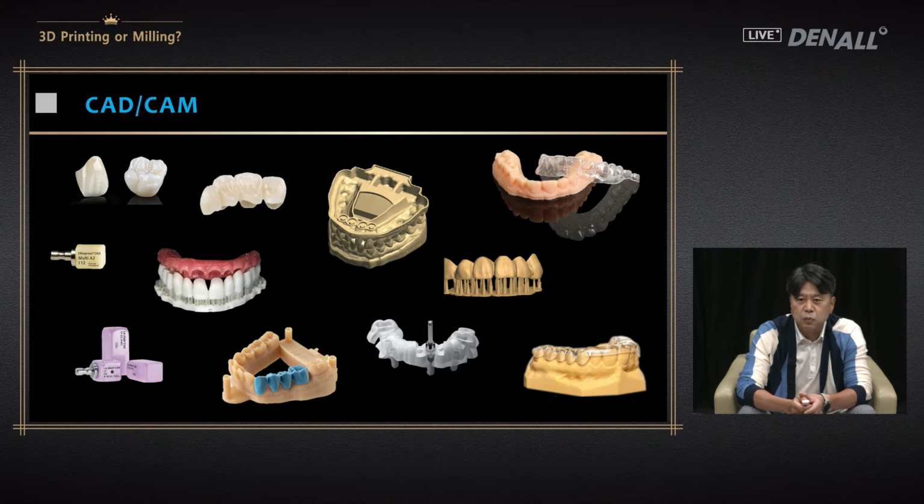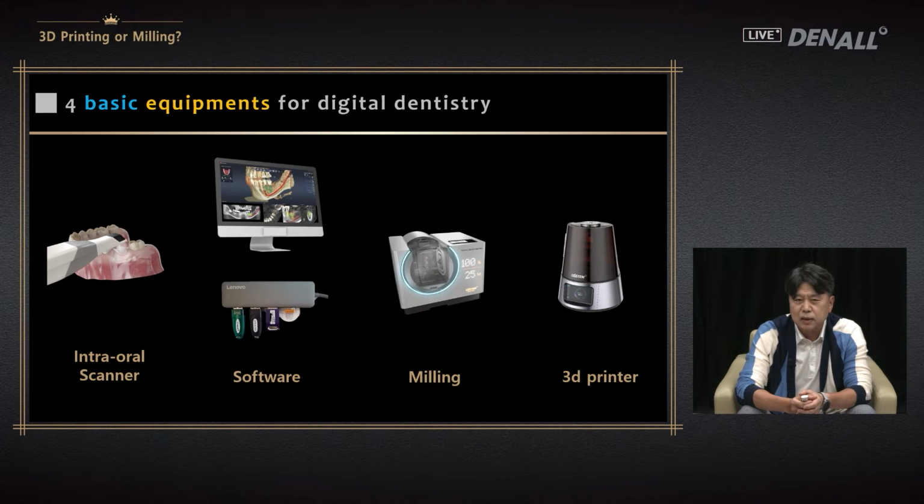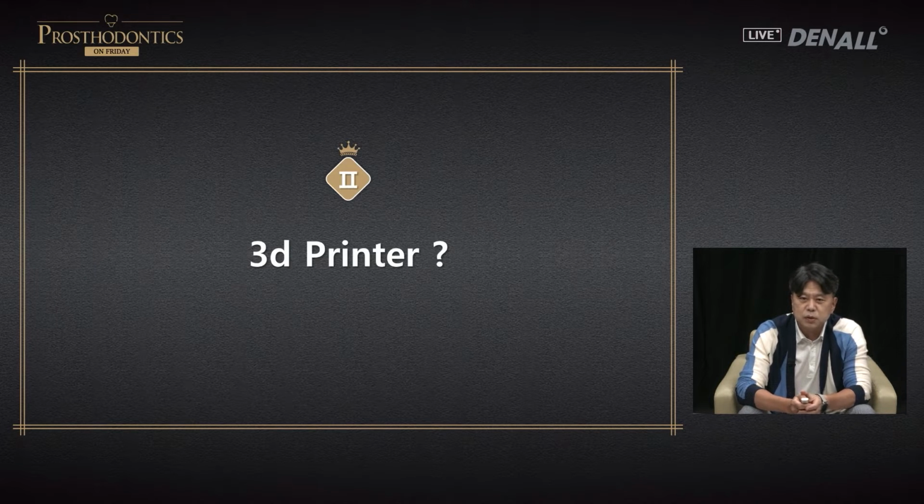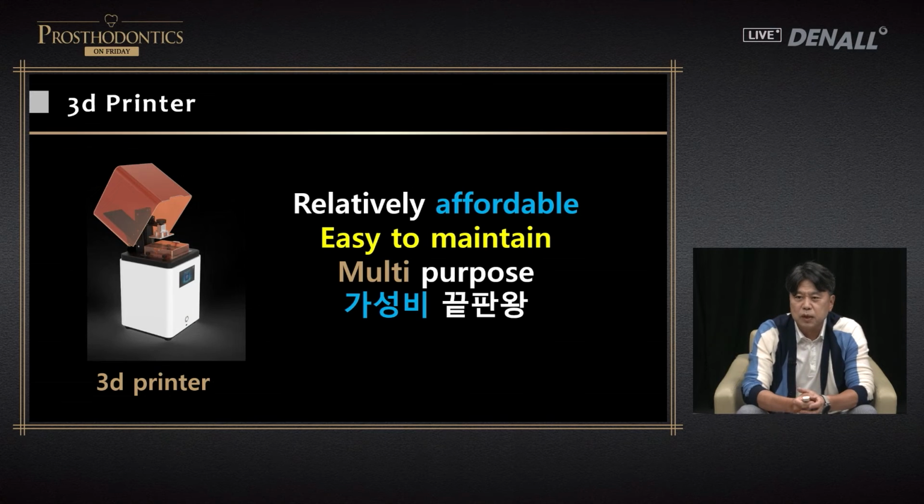In dentistry, there are many restorations and appliances. To fabricate them, these 4 basic equipments are needed. Through milling machines and 3D printers, they can be fabricated. First, 3D printers. Talking about these 2 things in a short period of time is hard, so let me just go over the overview. This is the slide I used in the first lecture.